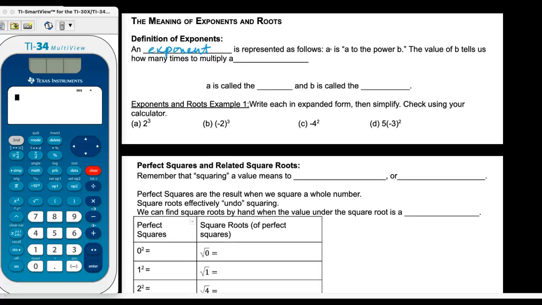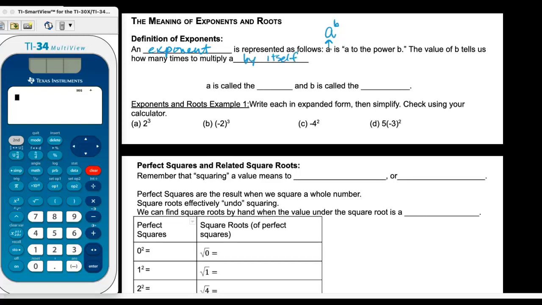So if we have a to the b power, which we write like this, that came out a little tiny, we can say a to the power b or a to the b power. And the value of b just tells us how many times to multiply a by itself.